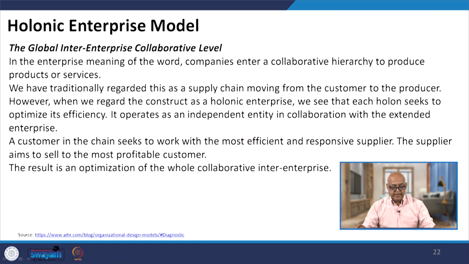We have traditionally regarded this as a supply chain moving from the customer to the producer. However, when we regard the customer construct as a holistic enterprise, we see that each holon seeks to optimize efficiency. It operates as an independent entity in collaboration with the extended enterprises. A customer in the chain seeks to work with the most efficient and responsive supplier. The supplier aims to sell to the most profitable customer. And the result is an organization of the whole collaborative, the inter-enterprise.